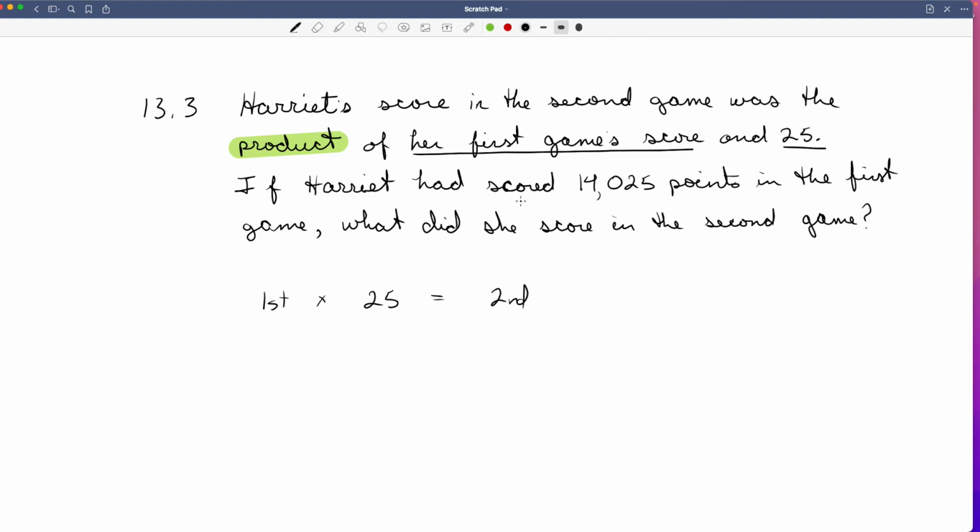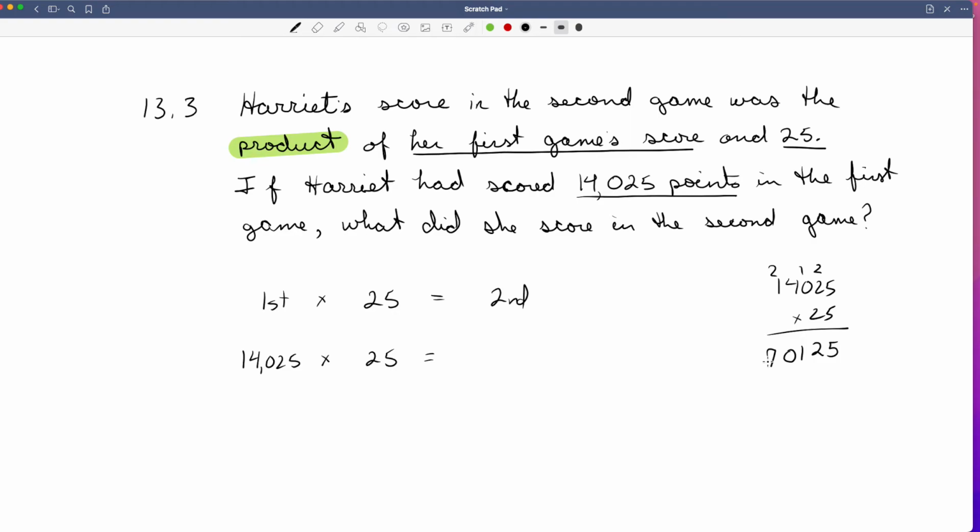If Harriet had scored 14,025 points in the first game, all right, this is the first game score. So we put that where first is. So 14,025 times 25 should equal the points for the second game. So I'm going to write that over here, 14025 times 25. And that's 5, carry the 2. It's 12, carry the 1. 0 plus 1, 20, carry 2. And that's 7.